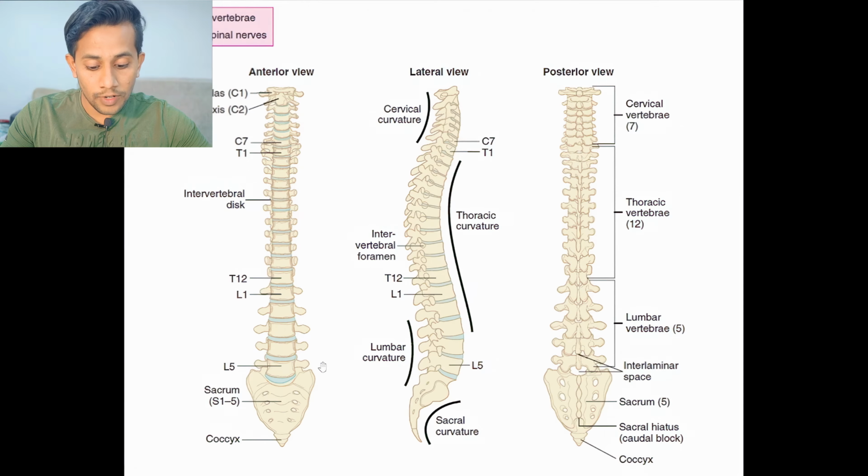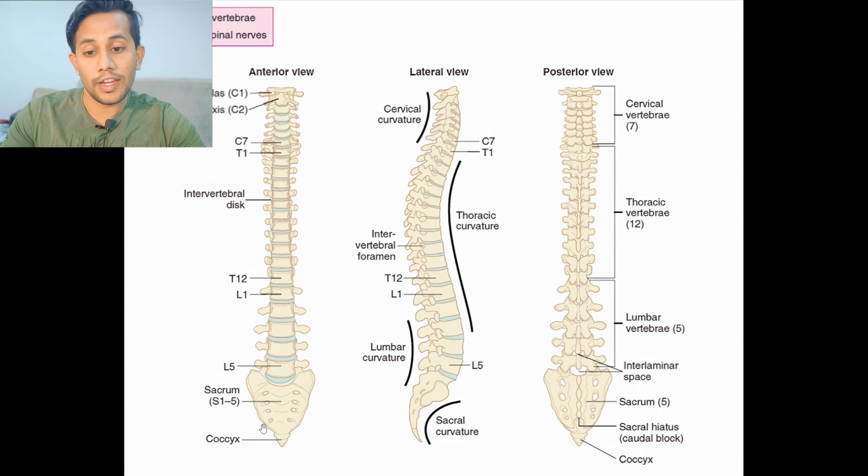After the lumbar vertebra, we have the sacrum, S1 to S5. They are fused, note that. And after that we also have 3 to 4 coccyx. That's why we say we have 32 to 33 vertebra in total.